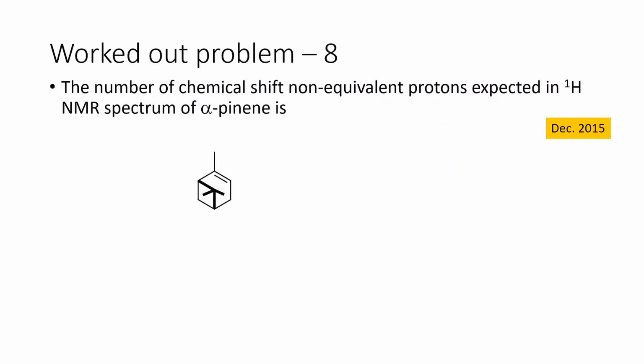Let us move on to the next problem. The number of chemical shift non-equivalent protons expected in the proton NMR spectrum of alpha pinene is. The structure of alpha pinene is given here. We have to find out how many there are: basically 6, 7, 8, 9 or 10. That's what we are going to see. And this question was asked in December 2015.